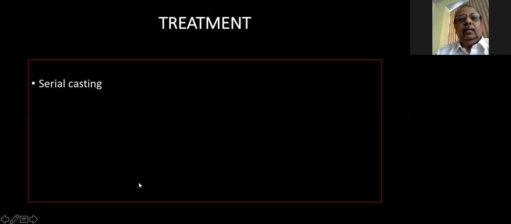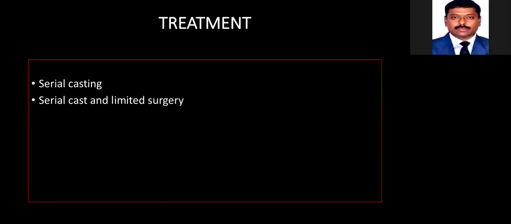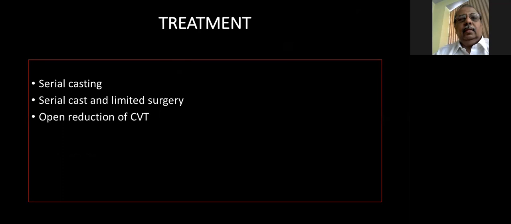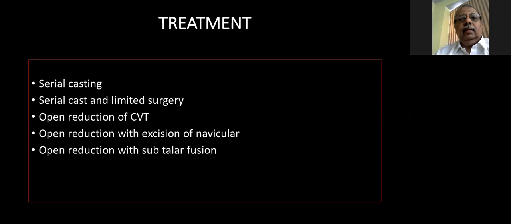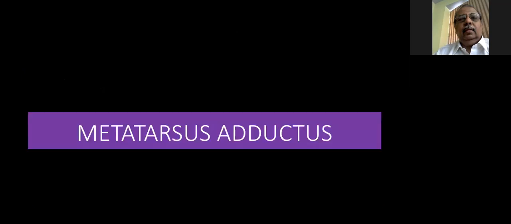Regarding the treatment, I will not go into the details. Nowadays, they may ask about reverse Ponseti casting or the Dobbs method of treatment, where you do repeated plasters in equinovarus deformity by pressing on the head of the talus. Then you may have to do a limited or a percutaneous surgery to fix the talonavicular joint. Then open reduction of CVT. Then open reduction with excision of the navicular above the age of 4 years, open reduction with subtalar fusion in a still older child, and triple arthrodesis. These are the various methods of treatment.